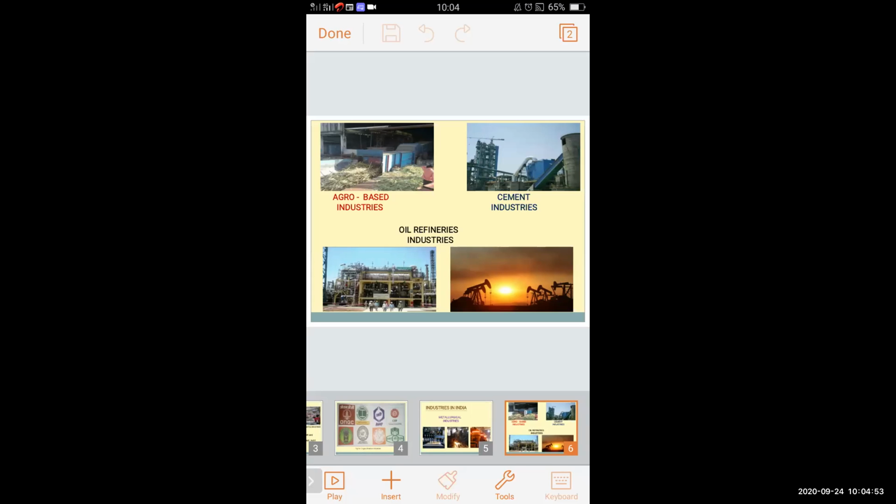There are also forest-based industries such as paper, plywood, matches, resins, and lac in forest areas of various states. In India, forest industries are also there, and we get raw materials like paper, plywood, matches, resin, and lac from the forest. So these industries are also in India.